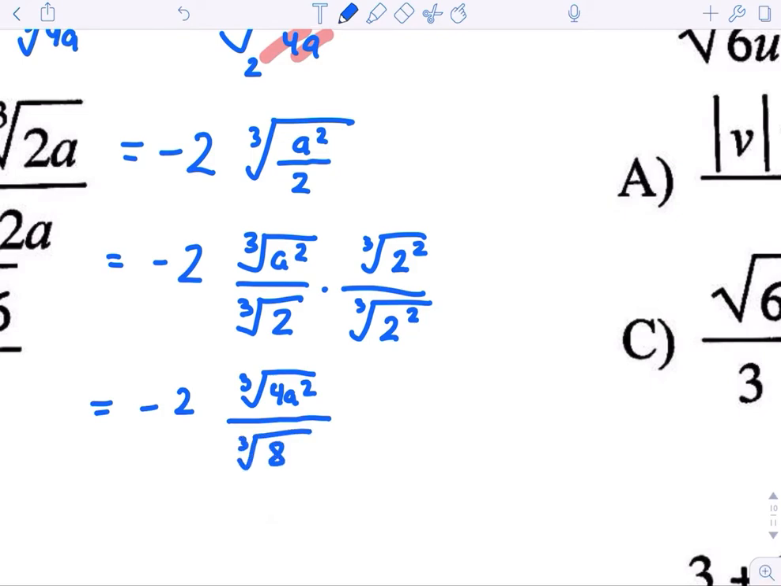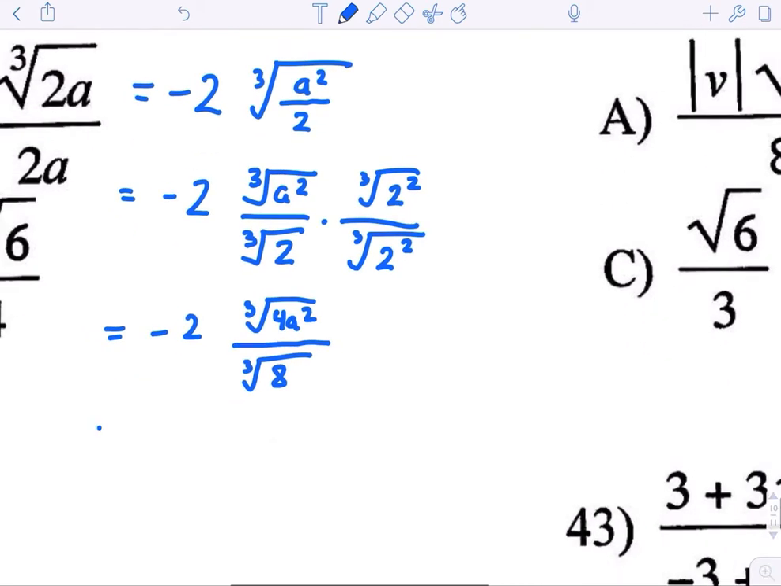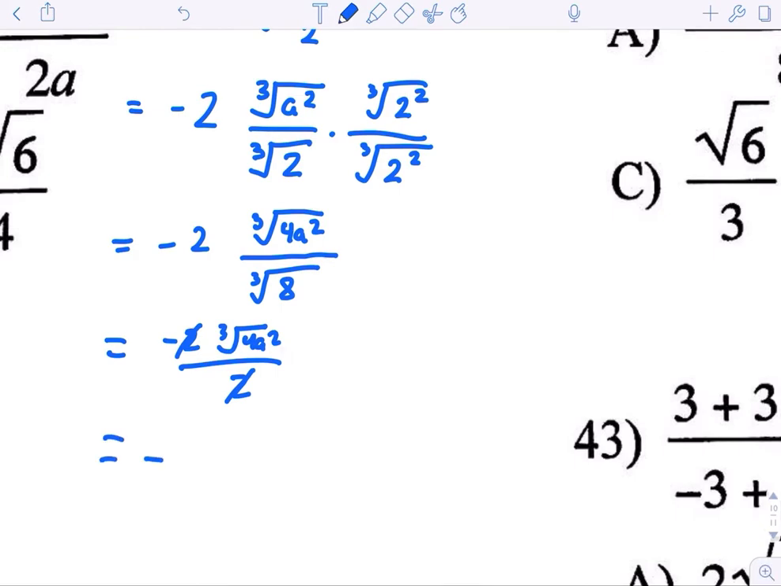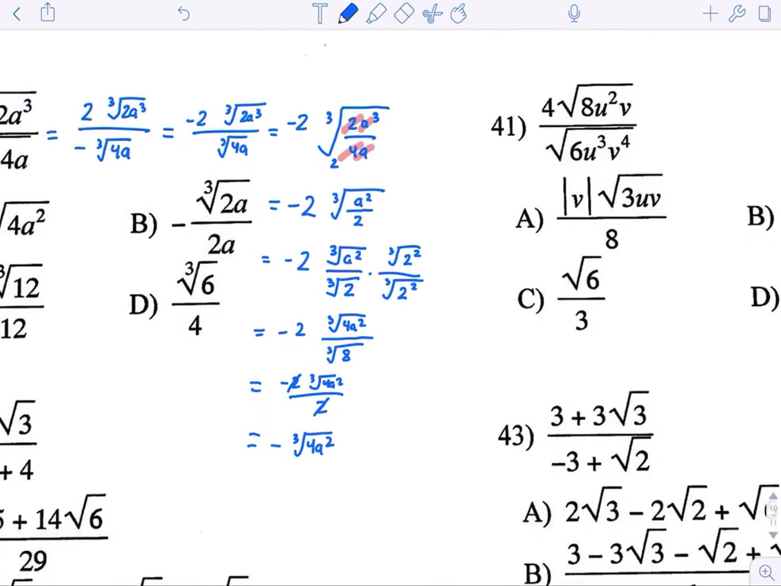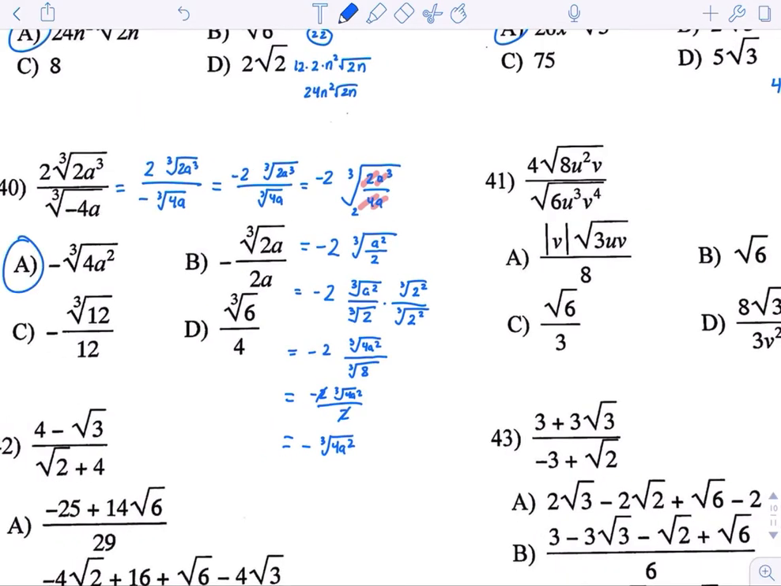And you know you did this correctly if the denominator is cube rootable. So we get negative 2 cube root of 4a squared all over 2. The 2s cancel, so all that's left is negative cube root of 4a to the second, which looks to be a.